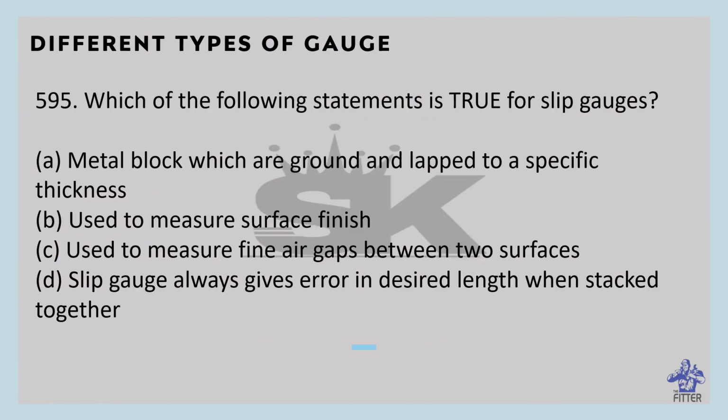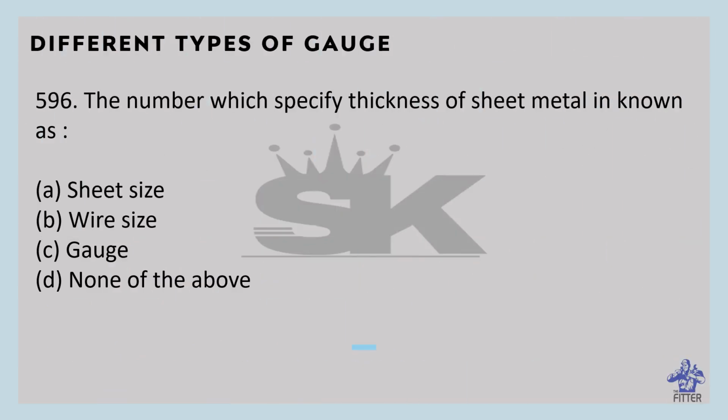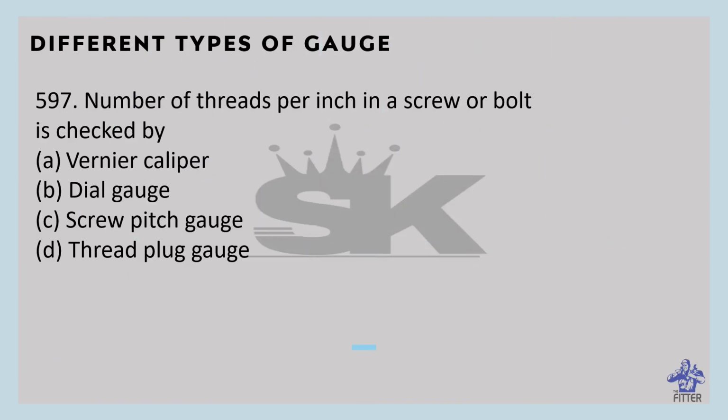Which of the following statements is true for slip gauges? That is metal blocks which are ground and lapped to specific thickness. The number which specifies thickness of sheet metal is known as wire gauge. Number of threads per inch in a screw or bolt is checked by the screw pitch gauge.